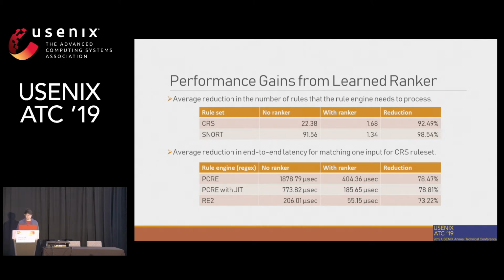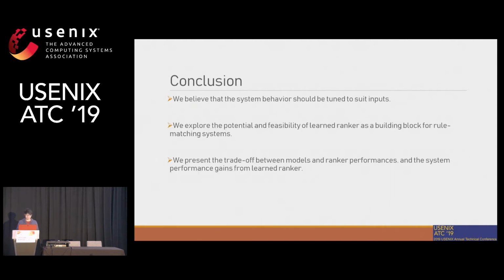For the performance gains from the learned ranker, we present the average reduction in the number of regular expression rules that the matching engine needs to process for each input for different rule sets. With the help of high accuracies, the number of processed rules could be reduced by more than 90%. We also show the average reduction in latency for matching one input on different rule engines. For CRS, with the learned ranker, we could achieve a large reduction of end-to-end latency. For more evaluation, you can take a look at our paper.